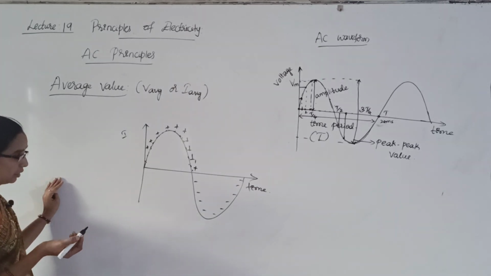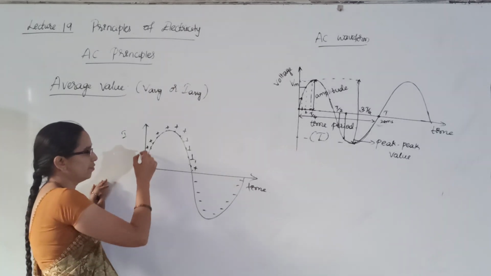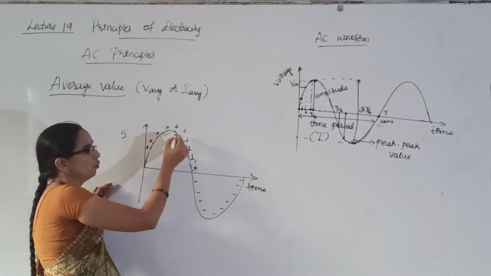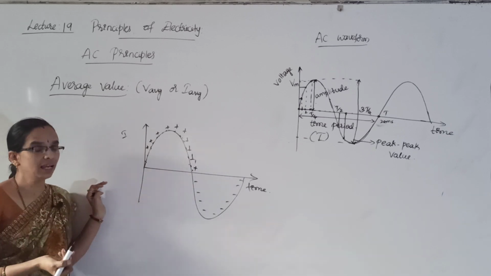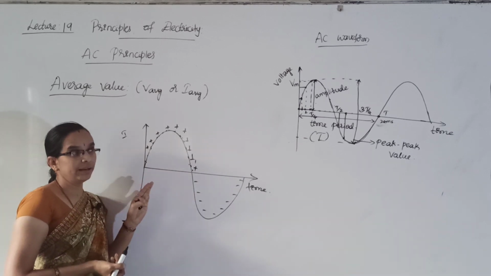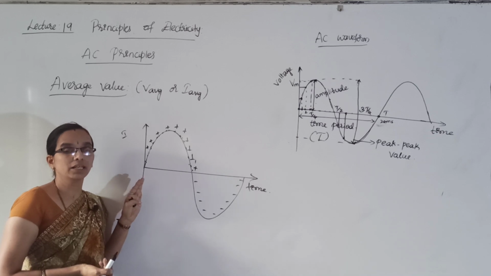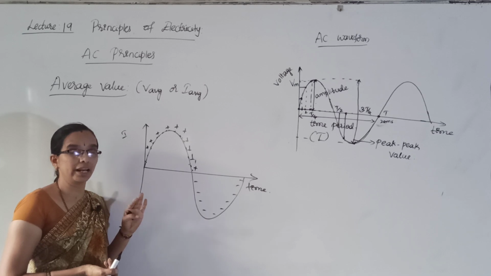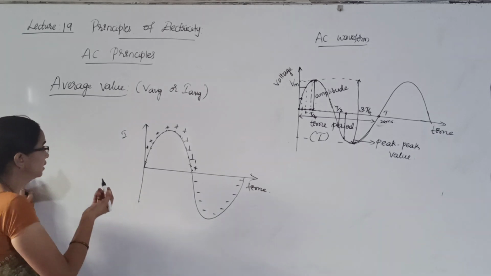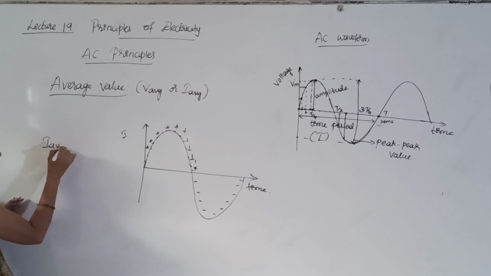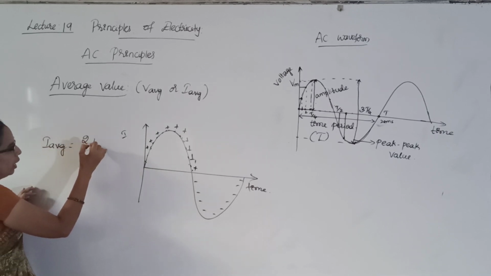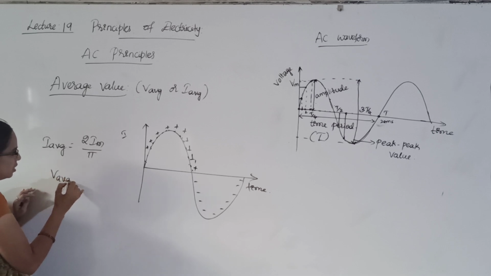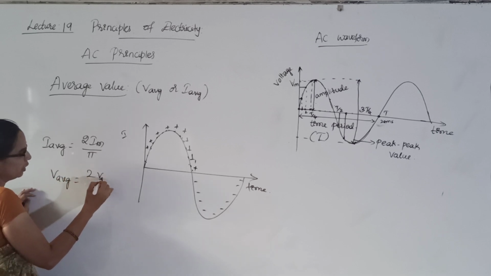So whenever we are calculating average value, we will consider only one cycle, and calculate the average value. The derivation of the average value for the current and the instantaneous value of current and voltage, you will study in second PUC physics. Here we will have only the expression, that is I average is equal to 2Im by pi, or V average is equal to 2Vm by pi.